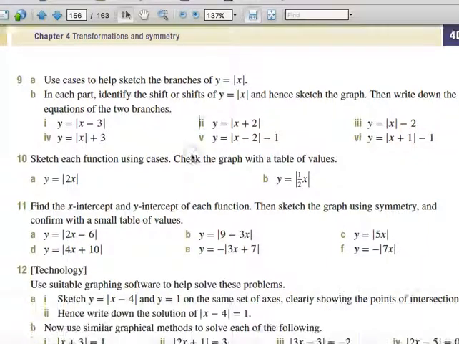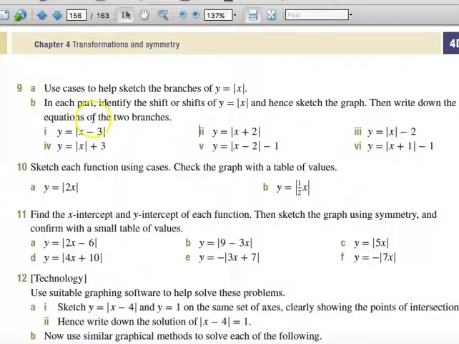Okay, ladies, we're still looking at absolute values, and we're going to look at questions like question 9. It says use cases to help sketch the branches of y equals absolute value of x. Now, I haven't explained to you what that is, but it's got to do with the definition. And it says in each part, identify these shifts, and they want us to write down the equations of the two branches. So we're going to go to Desmos, and I'm going to show you what this means, and then we're going to do it on pen and paper.